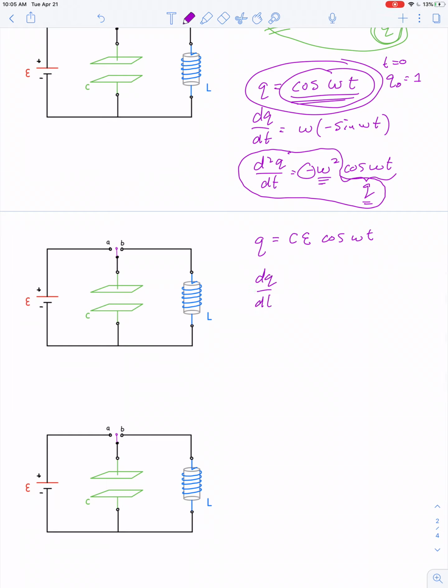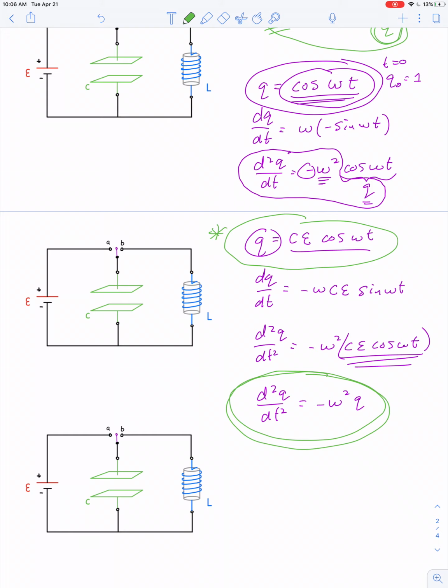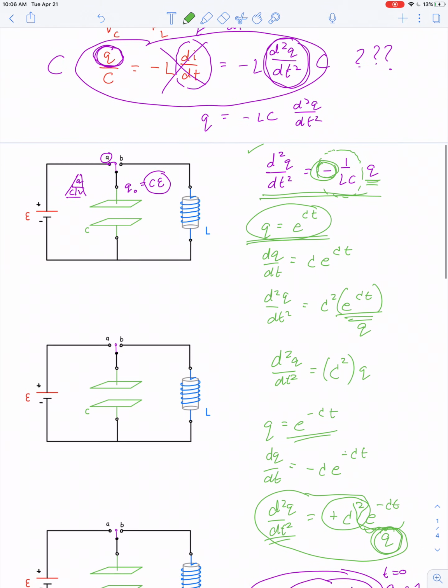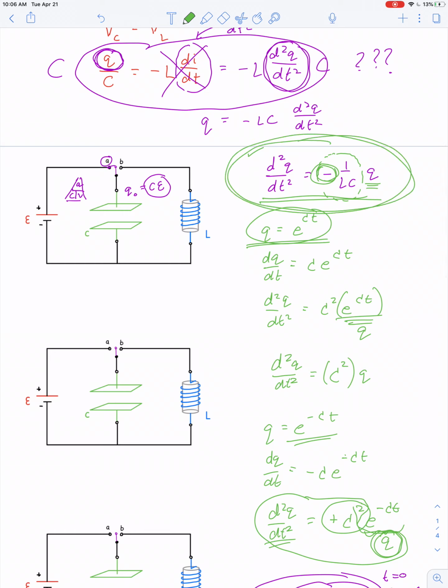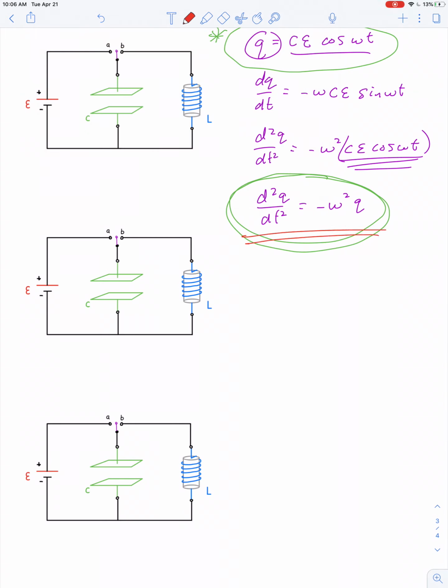Then, just to be sure, dQ dt would be negative omega CE sine omega t, and the second derivative would be negative omega squared CE cosine omega t. But what is CE cosine omega t? Yes, that's Q. So we have the second derivative is equal to negative omega squared Q. Let's look at this carefully. This is the result we get for the second derivative if we guess that this is the expression for charge as a function of time. But if I scroll back up, we were hoping to find that the second derivative would give us negative 1 over LC times Q. So this is what we got, and this is what we were hoping to get.